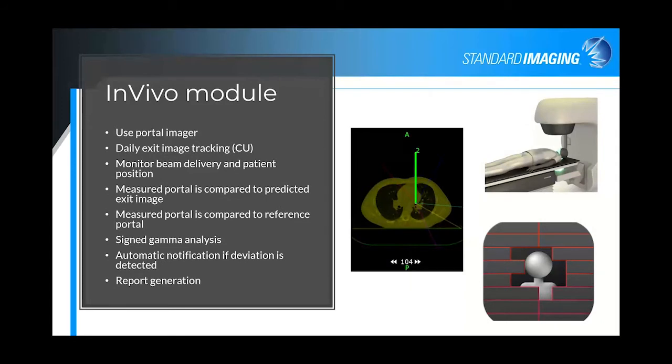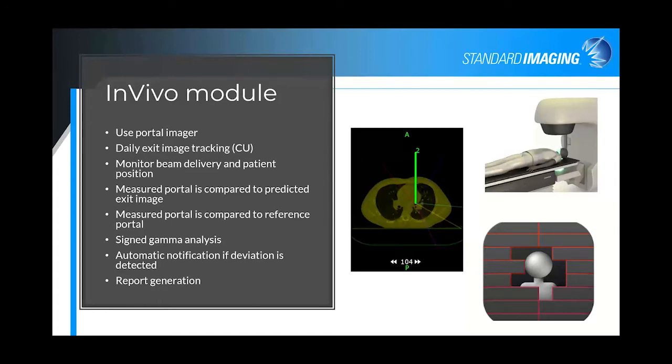The second module also relies upon use of the portal image, but in this case, the images are acquired as part of the regular treatment session, and so the patient and the couch are incorporated into the predicted image as well as the measured image. The predicted versus measured image is analyzed using gamma analysis. In addition, the first fraction images or reference image is compared to each following fraction and also analyzed using gamma analysis.